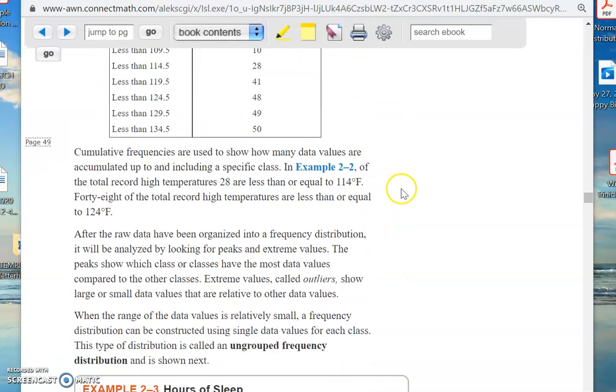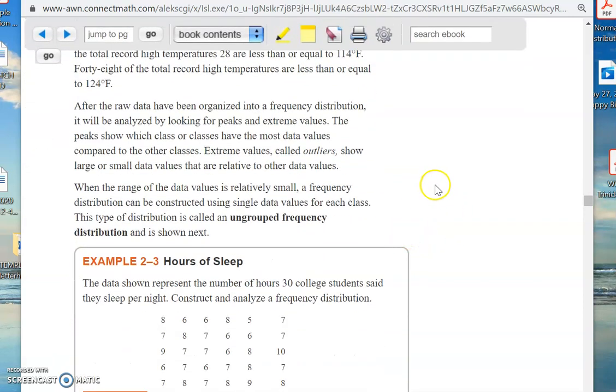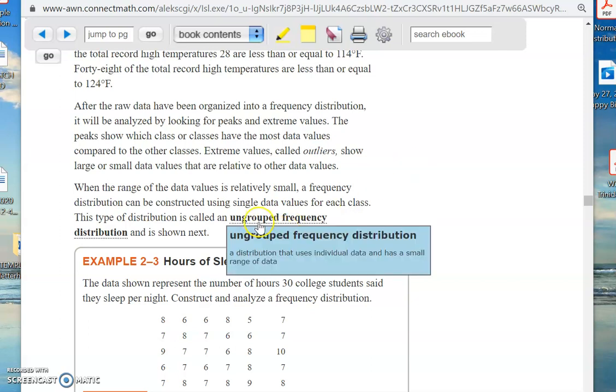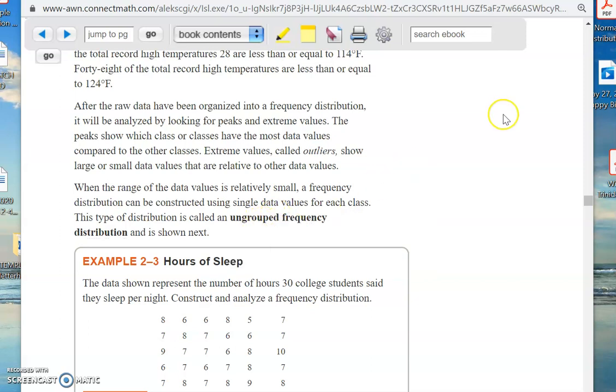However, there's another situation where we do not need to have the grouped frequency distribution, and that's right here, when the range of the data values is relatively small. And that's just in the eyes of the beholder. You have to decide for yourself if it's appropriate or not. But when the range of the data values is relatively small, a frequency distribution can be constructed using single data values for each class. So instead of having a class that goes from 100 to 105 or whatever, we just have individual rows. So this is called an ungrouped frequency distribution. It's ungrouped because we're not putting it into groups.